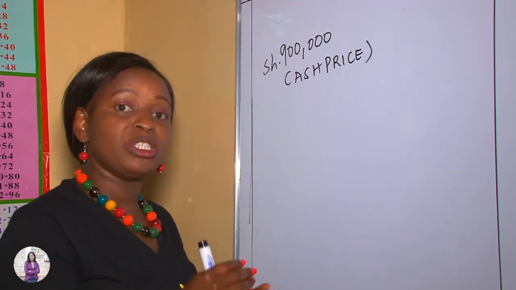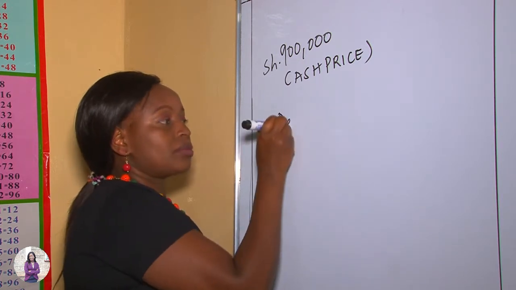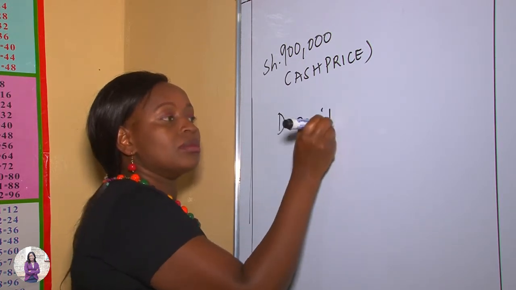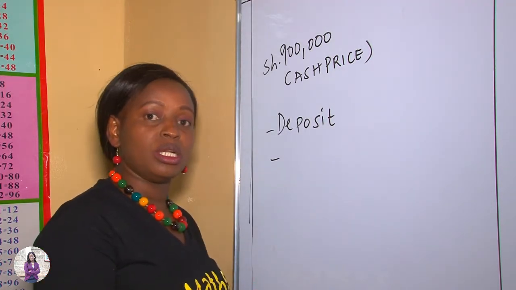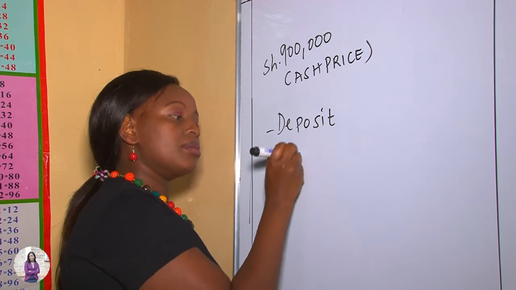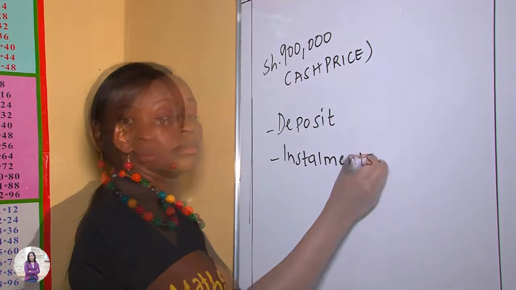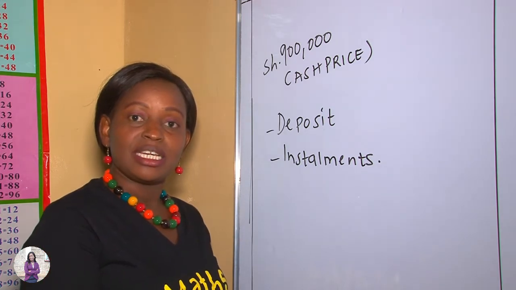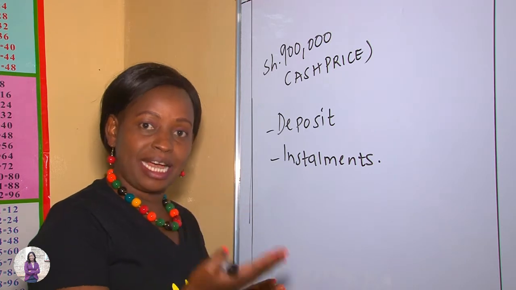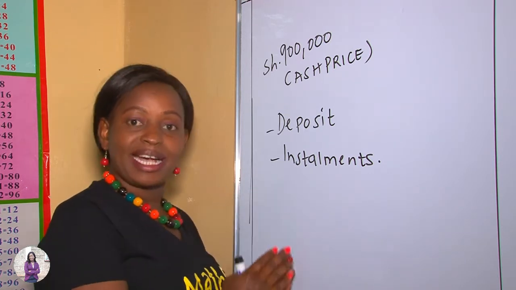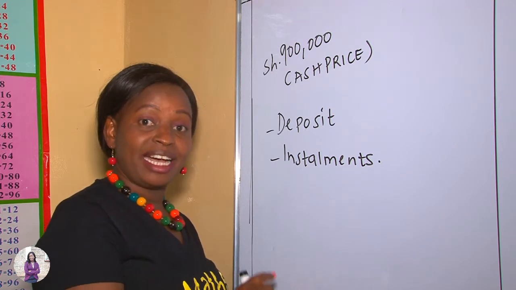So the first amount you pay is called the deposit, and the amount that you contribute on a monthly basis is what we call installments. And you realize that because this kind of payment takes a longer time as compared to cash, you end up paying more than the cash price.